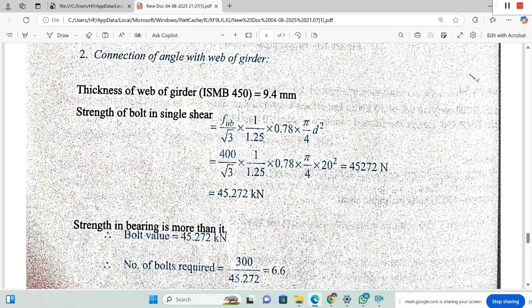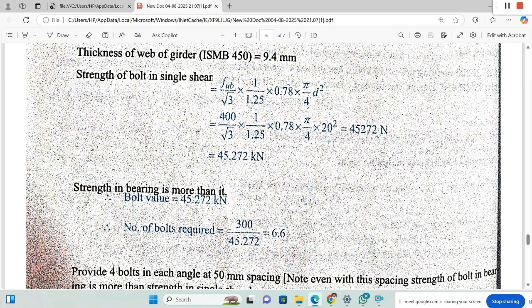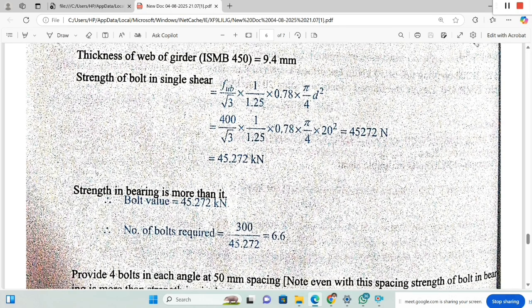Now, strength of the bolt in single shear, because the cleat angle and the main beam will have bolts in single shear. So only the area of the cross section in the root zone of the bolt is considered, that is 0.78 times the diameter. These are the fu by root 3, and this is the 1 by gamma mb. This gamma mb is 1.25. So in single shear you are getting 45.272 kN.